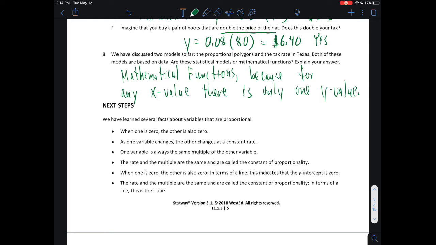When one variable is 0, the other variable is also 0. In terms of a line, this indicates that the y-intercept is 0. And the rate and the multiple are the same and are called the constant of proportionality. In terms of a line, this is the slope.